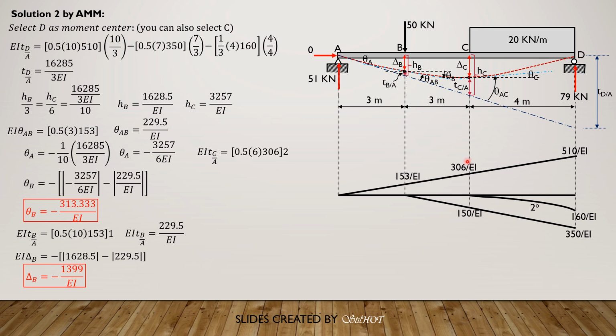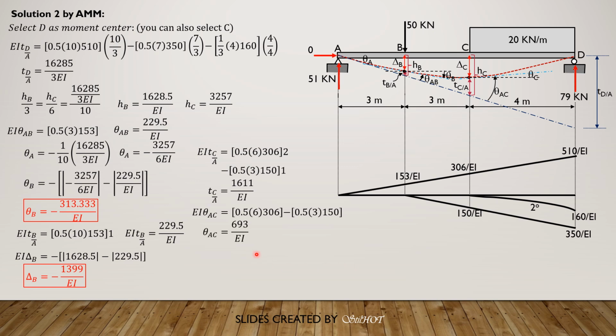Then at C, EI times the deviation of C relative to A is equal to 1/2 of 6 times 306 over EI times 2 minus 1/2 of 3 times 150 over EI times 1. Summation of moment about C. So the deviation of C relative to A is positive 1611 over EI. Then theta AC, EI theta AC, is 1/2 of 6 times 306 minus 1/2 of 3 times 150. So theta AC is equal to 693 over EI.